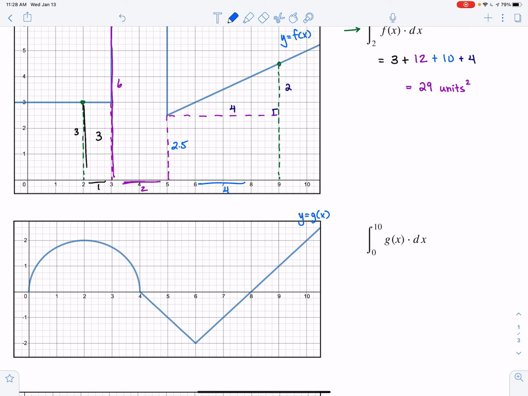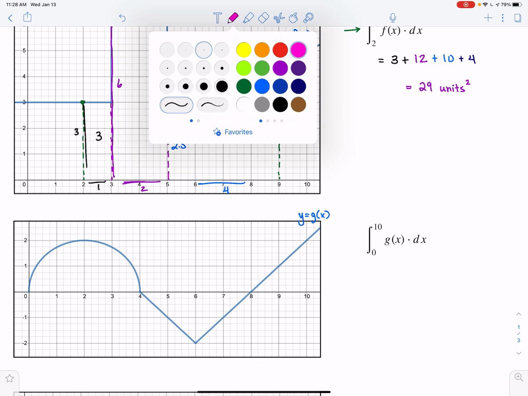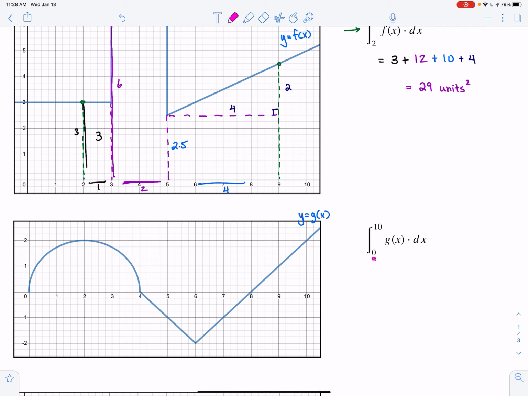And we're going to assume that the first part of this graph from 0 to 4 is a semicircle. We're going to assume that the area below the x-axis is a triangle, and from 8 to 10 is a triangle as well. You'll notice our left bound is 0, and our right bound is 10. I didn't have to draw a line at 0 because my graph has an endpoint at the origin, or my interval does at least. So here we go.